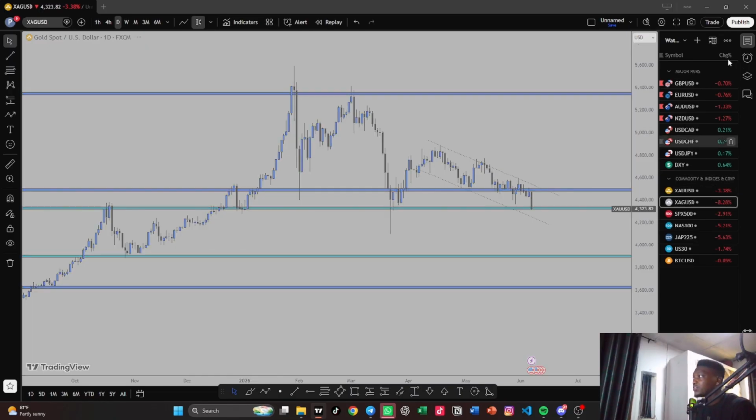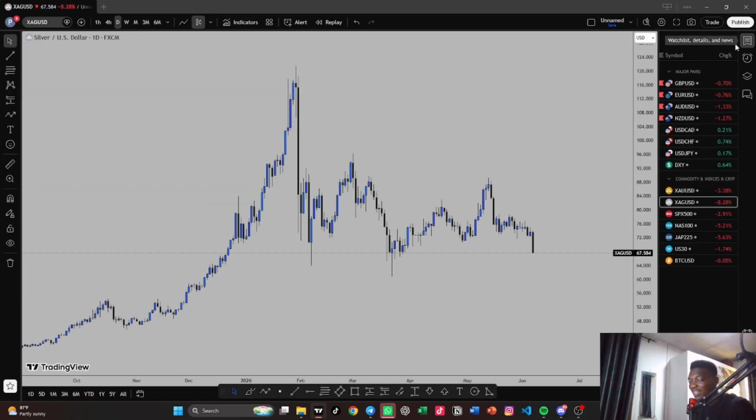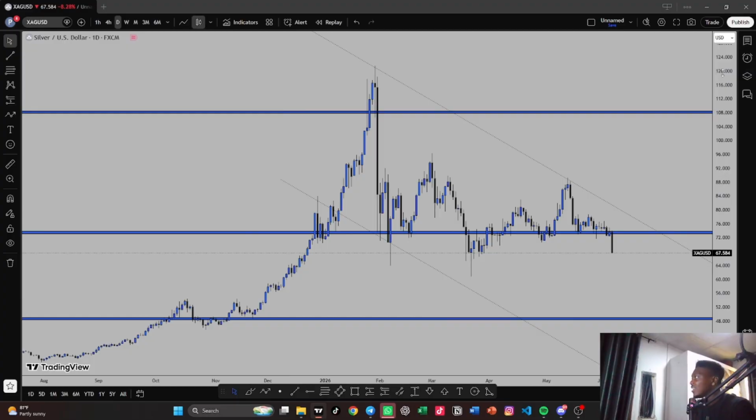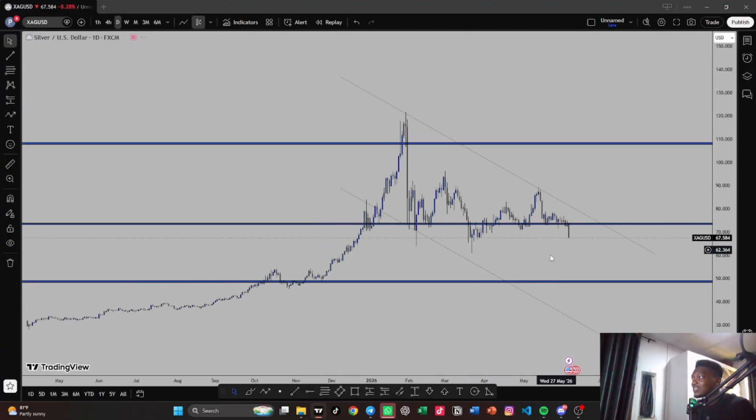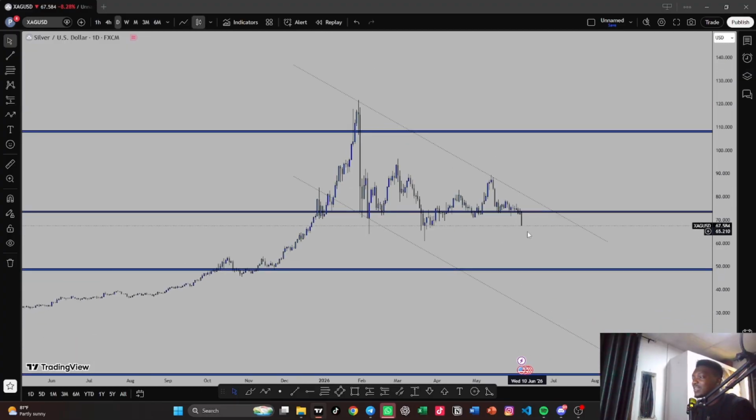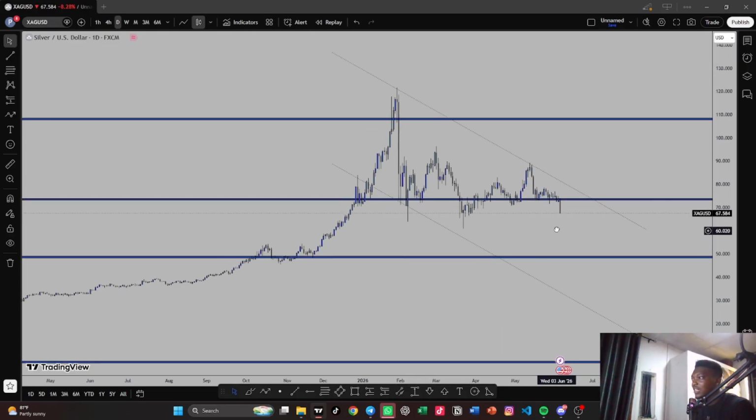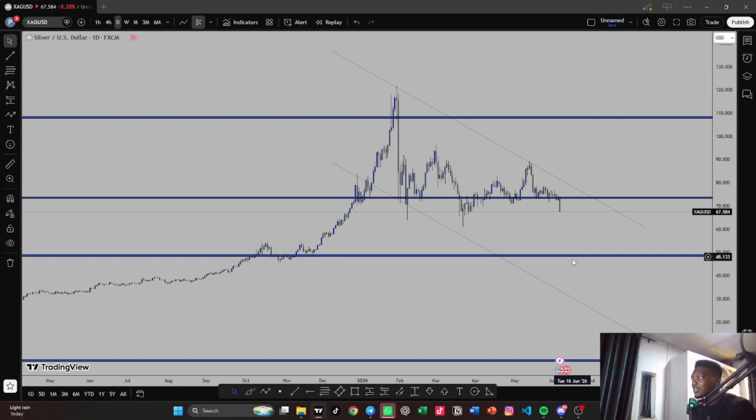Let's move. The video is already getting long, and I'm also getting tired. Silver, similar thing on silver. We expect retracement, and we are still expecting a fall. I'm expecting silver to fall back to 48. We're trading at 67. I'm expecting it to fall to 58.